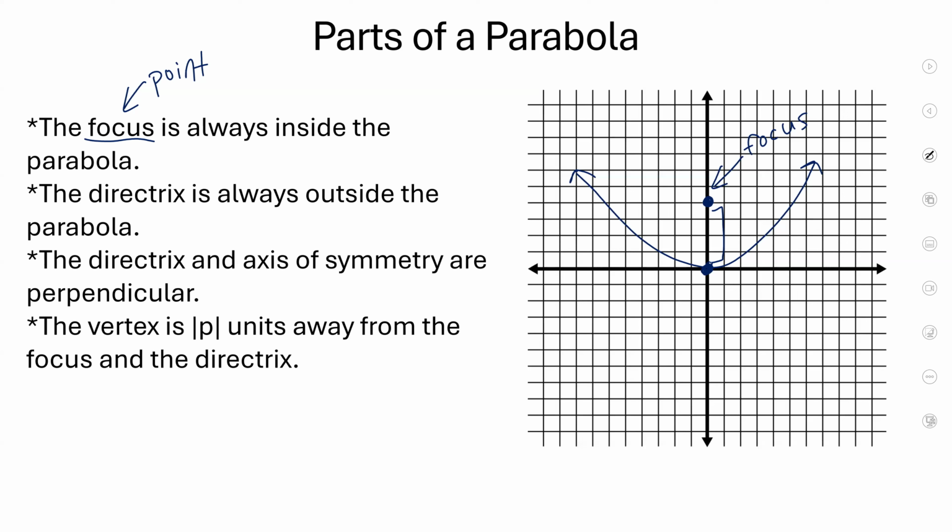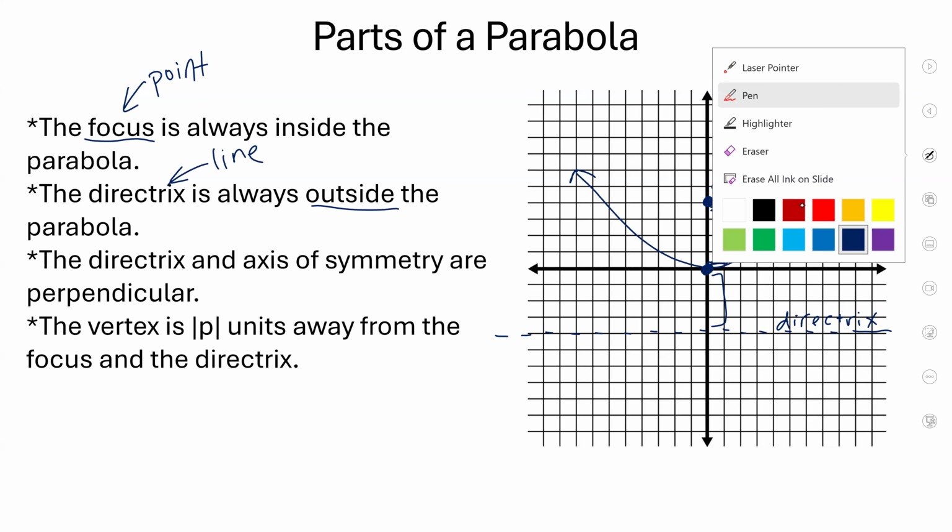Your directrix, this is a line, and it is always outside of the parabola, and it's going to be the same distance away. So if the focus is 4 units away, then that means your directrix is also 4 units away, and it is a line. This is your directrix. We call the space between the focus and the vertex the p-value. So it's a distance of p. So in this case, p is 4.